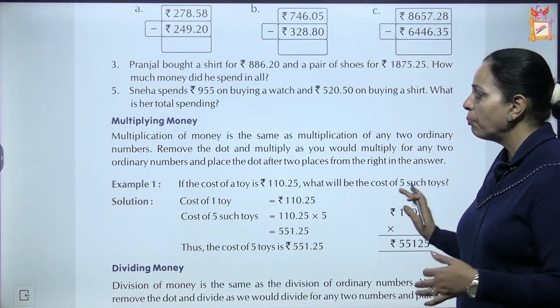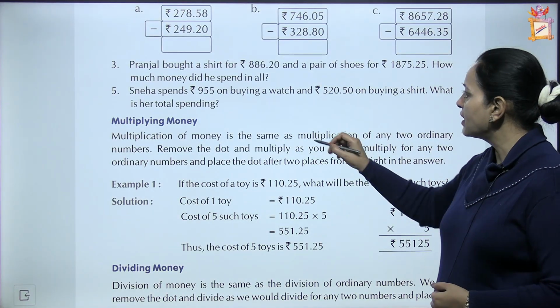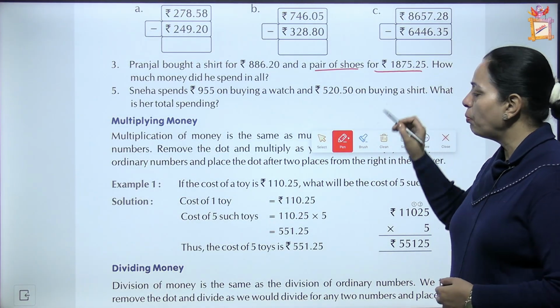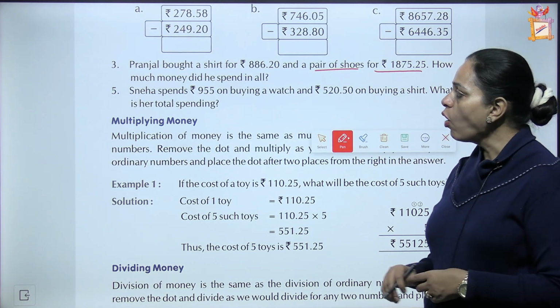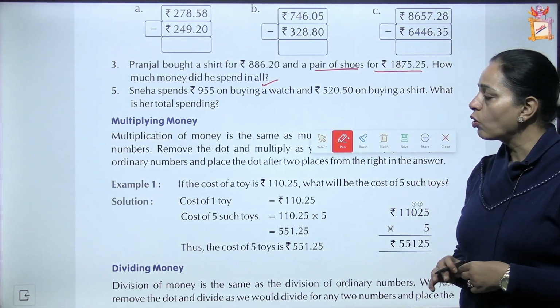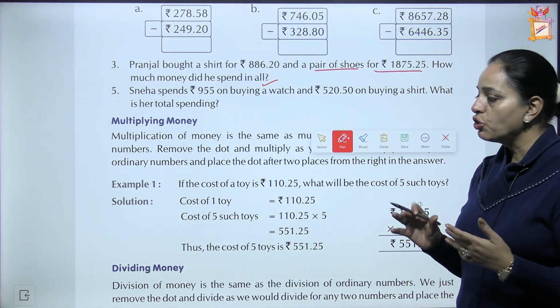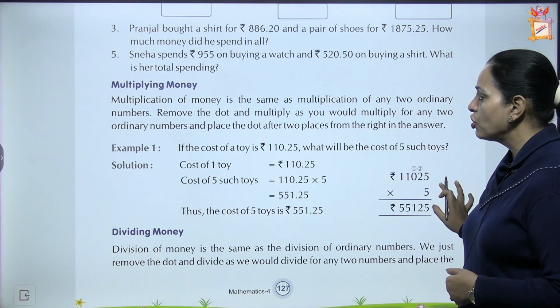The third question, Pranjal bought a shirt for rupees 886 and 20 paise and a pair of shoes for rupees 1875 and 25 paise. How much money did he spend in all? It means total. So cost of the shirt, cost of shoes, we will add both. Similarly, you can try fifth question.